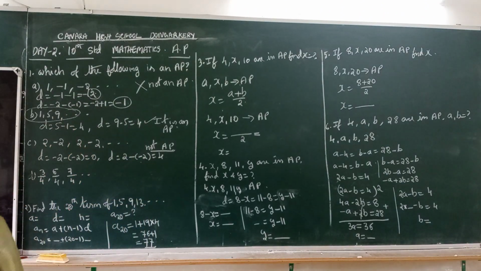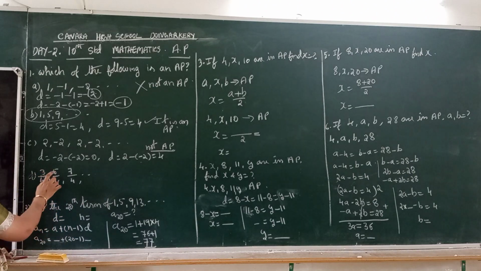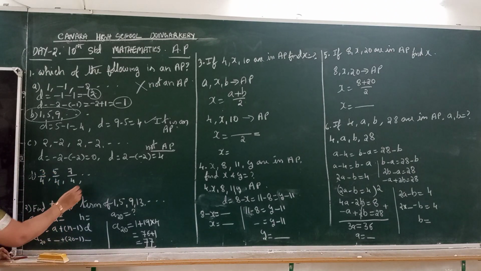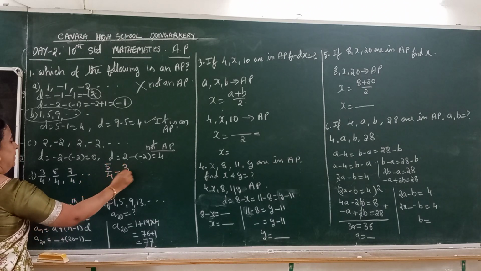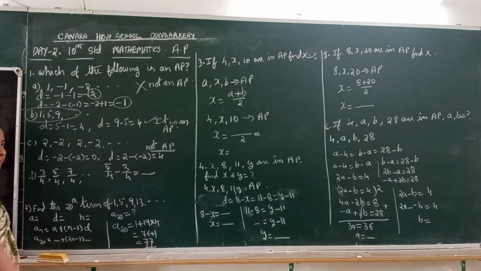Next one. 3 by 4, 5 by 4, 7 by 4. 5 by 4 minus 3 by 4.